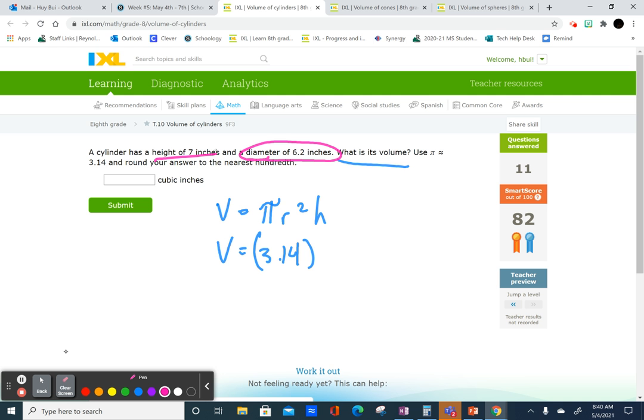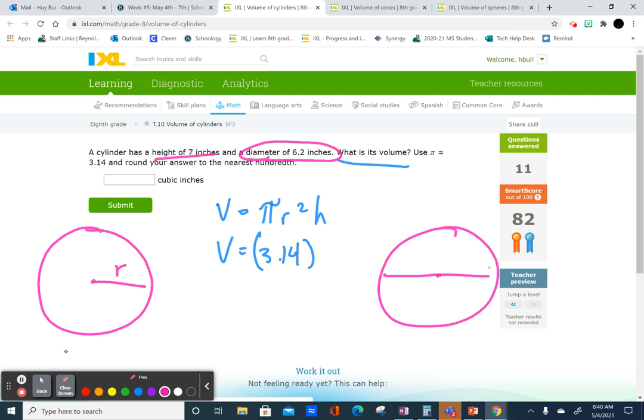problem here. So this is where we need to remember that a radius is halfway through a circle, and we're going to compare that to a diameter that's all the way through the circle. So the radius is actually going to be half of the diameter. So diameter is 6.2, so the radius is going to be 3.1 because it's half of it, and it's pi r squared, so it's 3.1 squared.